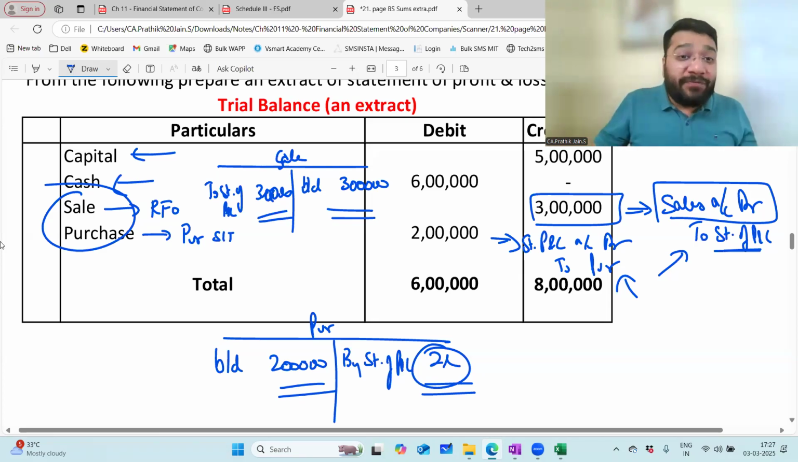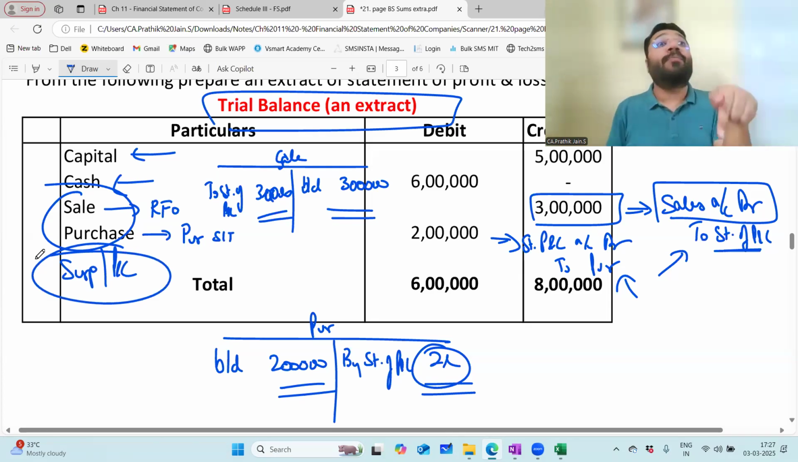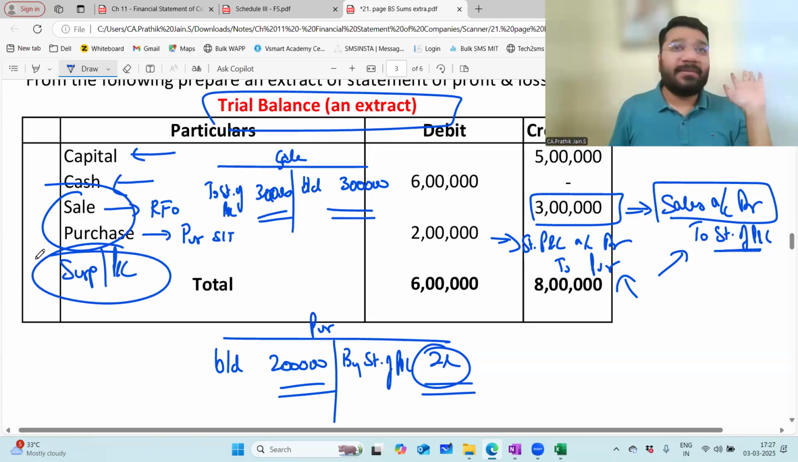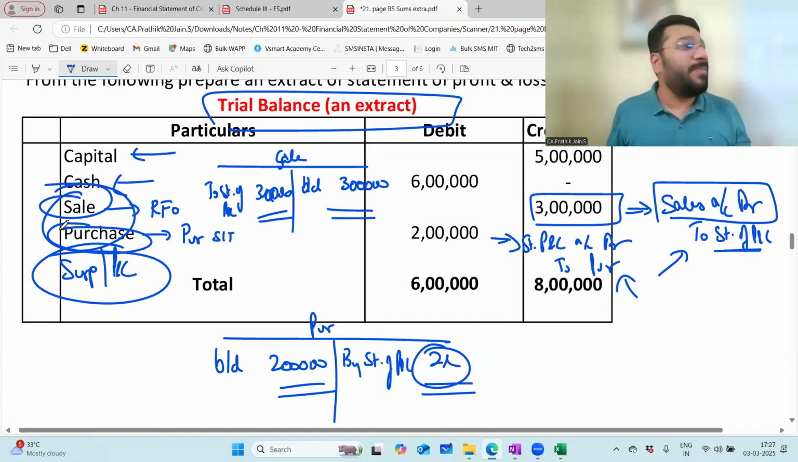Am I clear? So if you get this trial balance, and in this trial balance, let's say you have a surplus or P&L balance, this is the opening balance of the surplus. How? Because the current year sale account, purchase account is not closed, P&L not prepared. So closing balance is not possible to be derived.